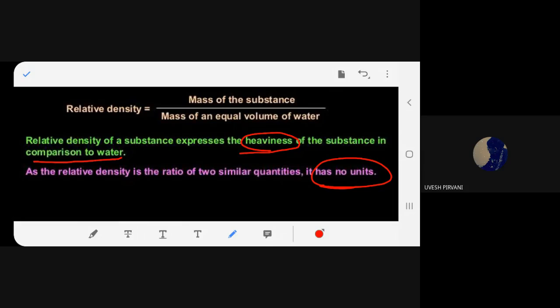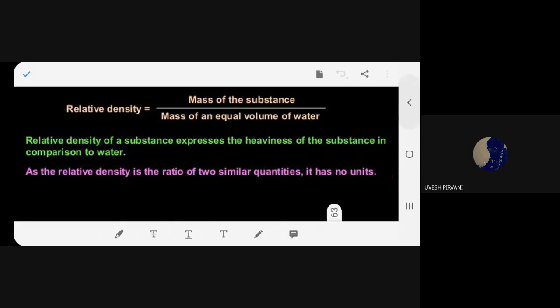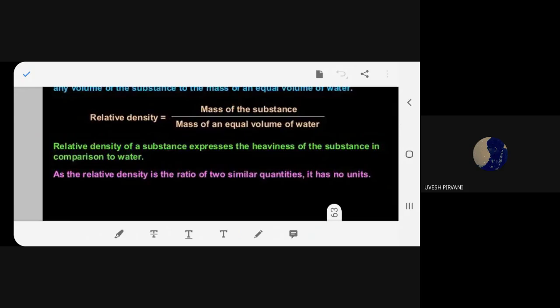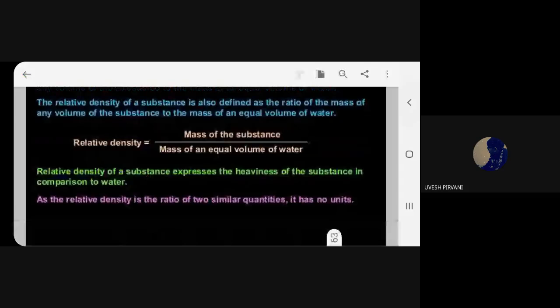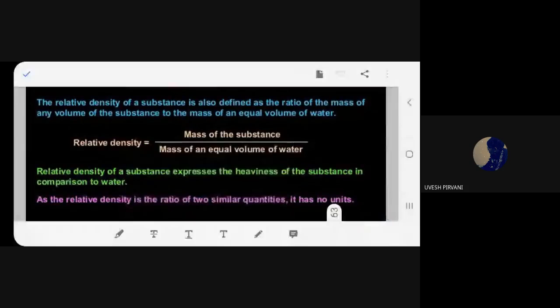Hello, can you hear me? Yes, ma'am. Okay, is it understandable? Yes, ma'am. Ma'am, as the relative density is the ratio of two similar quantities, what does that mean? That means the unit is the same. Okay, ma'am, that means it has no units.